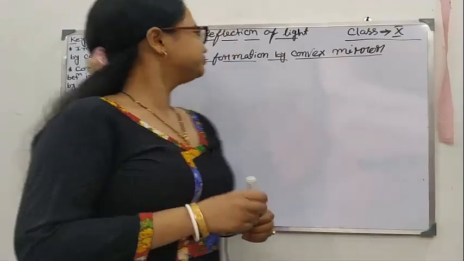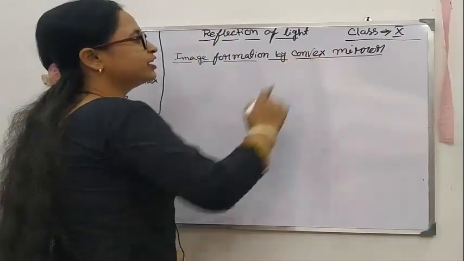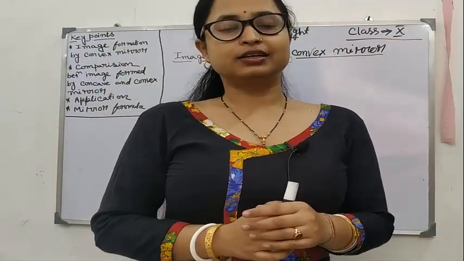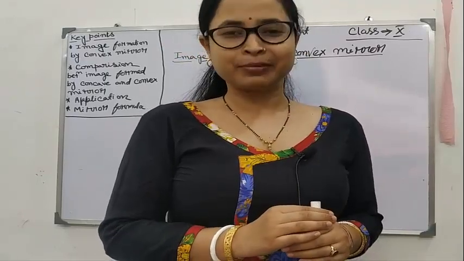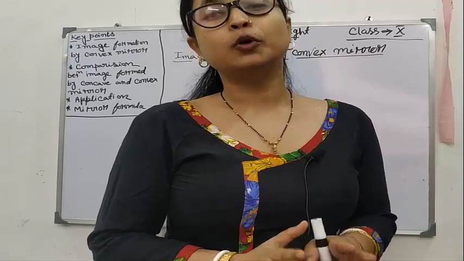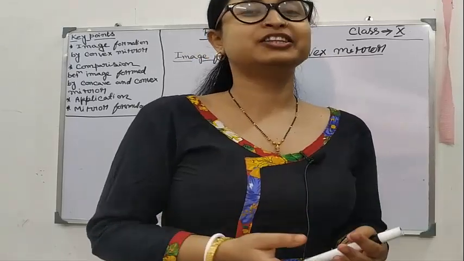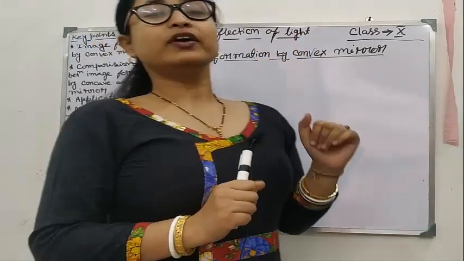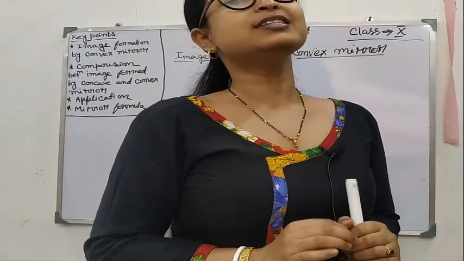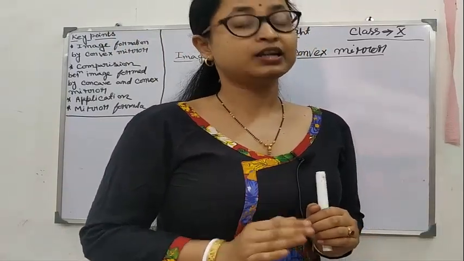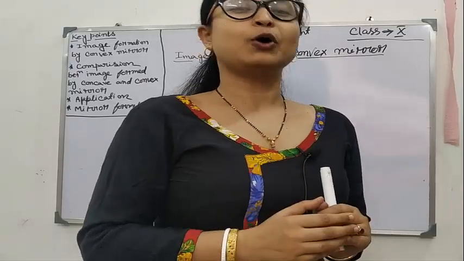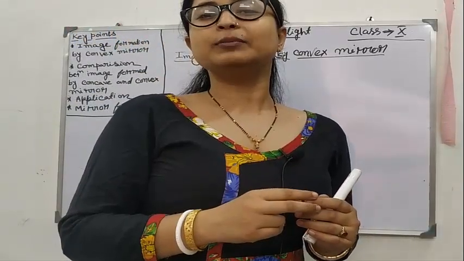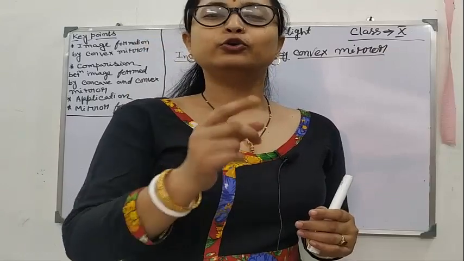So let's start. Image formation by convex mirror. As we have previously learned, in case of concave mirror, the nature and position of the image depend on the position of the object. If you forget this one, you can watch my previous videos also. Now, in case of convex mirror, it will always give a virtual and diminished image irrespective of the position of the object. Clear? So here we have to learn about the formation of image by convex mirror for two cases.